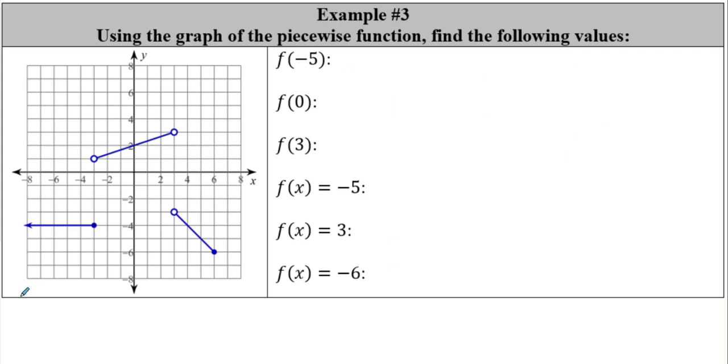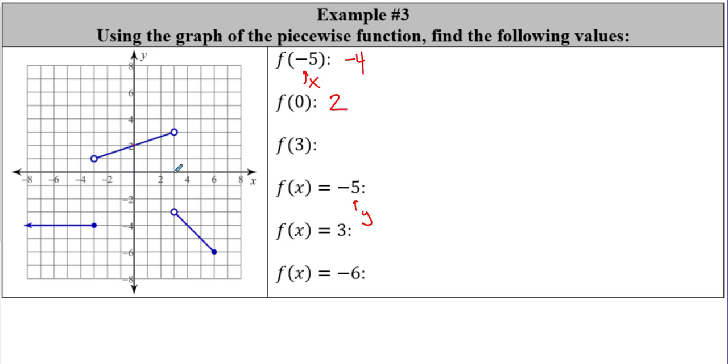Example 3, we've done something like this before in 8.2. We are just doing it with a piecewise function again, and we just want to evaluate these values, finding these values on the graph. So remember, if the value is in the parenthesis, that means it is an x value. If it is on the outside, this is a y value. So when x is -5, I have a -4. When x is 0, I have a +2.